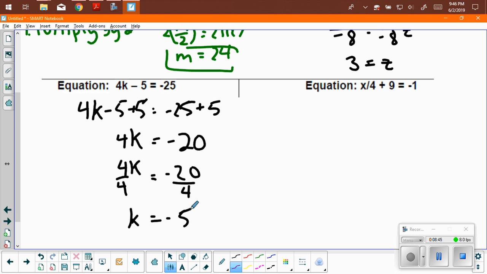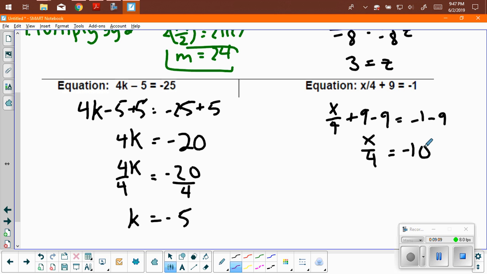Last one. X divided by 4 plus 9 equals negative 1. So x divided by 4 plus 9. The opposite of adding 9 is to subtract 9. Is equal to negative 1 subtract 9. Okay, 9 take away 9. Those are gone. So x over 4 equals negative 10.